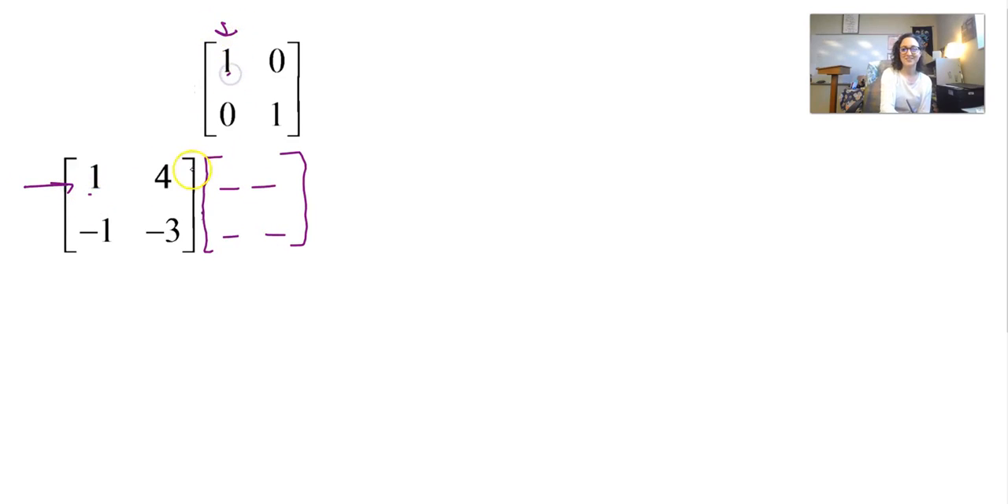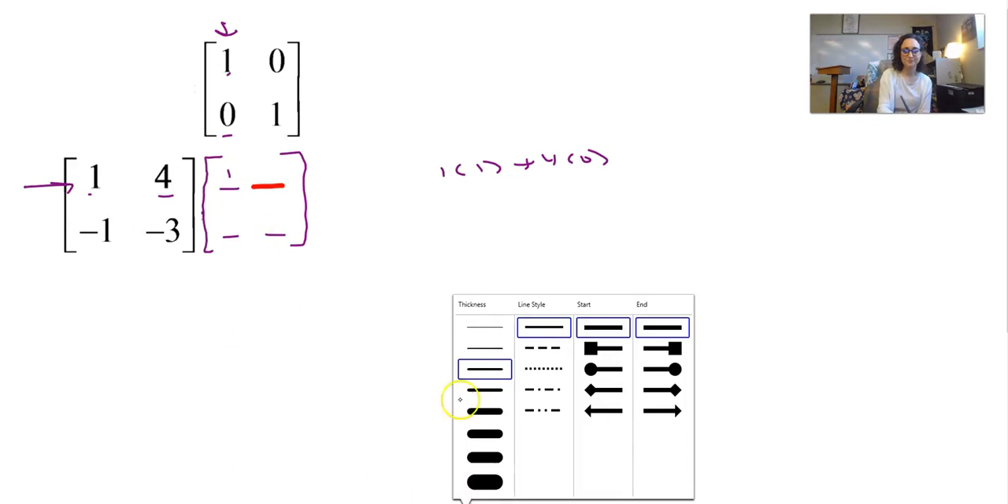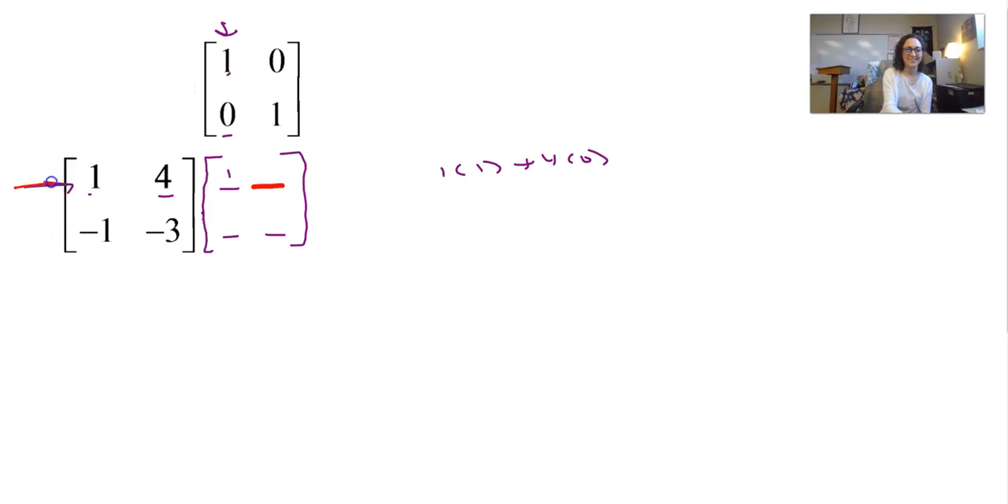Okay, so remember, let's take this row times this column. So 1 times 1 is 1, plus 4 times 0 is 0, so I am getting 1, right? Okay, now to find this piece, we are going to take first row here times second column here. So I've got 1 times 0 plus 4 times 1, which is 4.